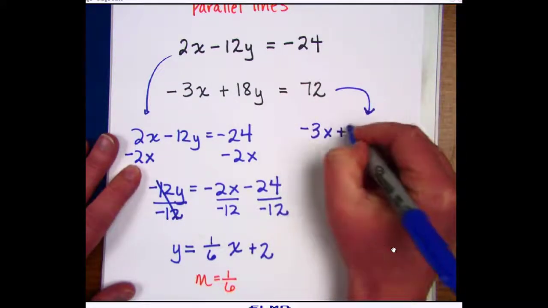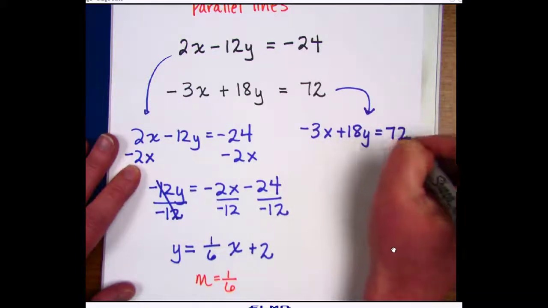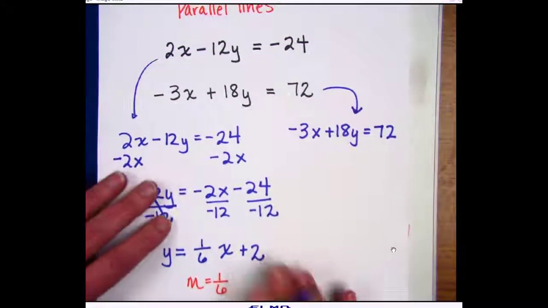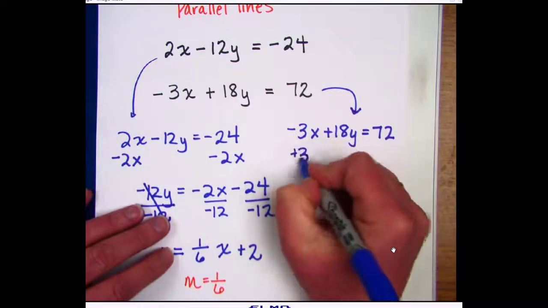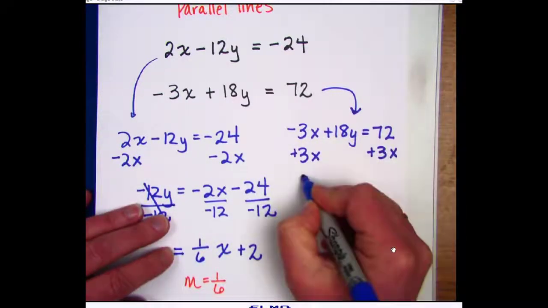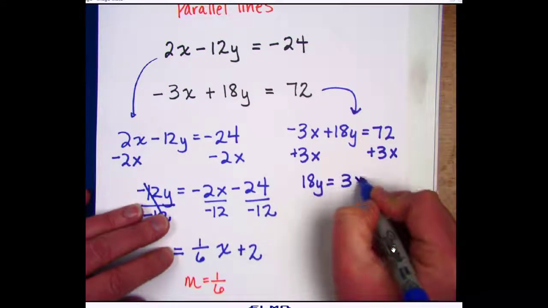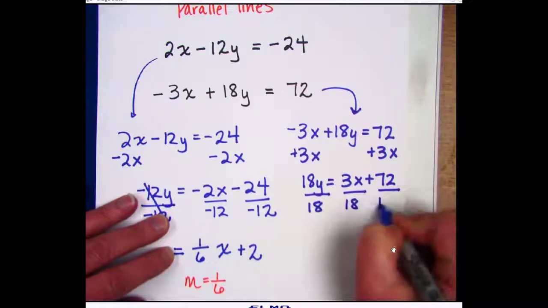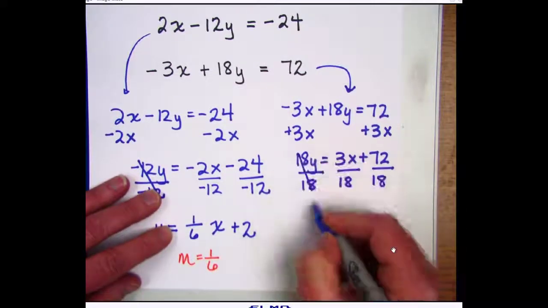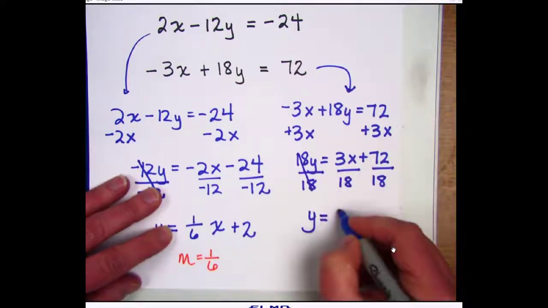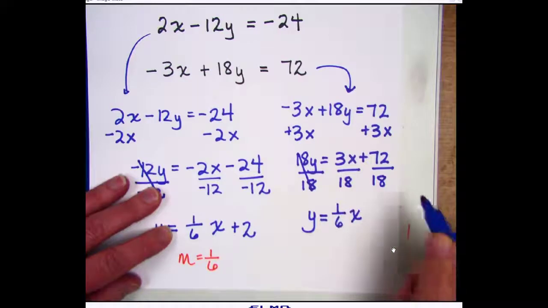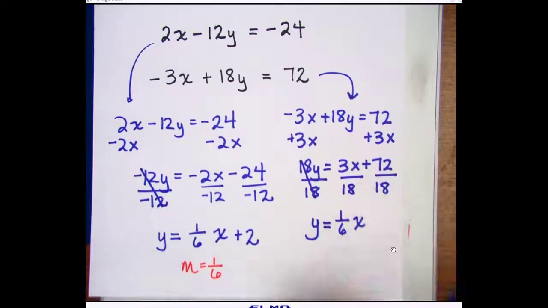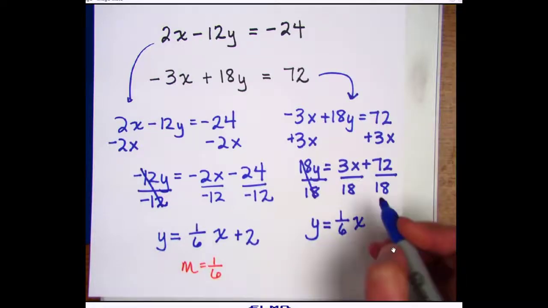Once again, I recognize that it is not in slope-intercept form, so I'm going to try to get it into slope-intercept form by adding 3x to each side. 18y equals 3x plus 72. Divide by 18, divide by 18, divide by 18. These cancel and leave me 1y. 3 over 18 becomes 1/6 with my x. 72 over 18 gives me 4, plus the 4.